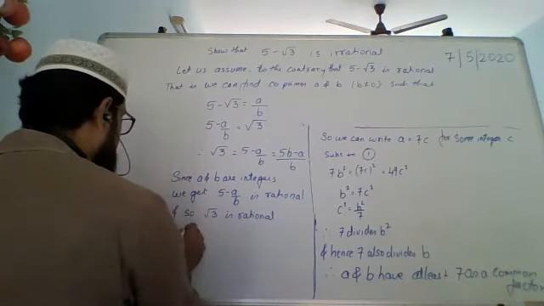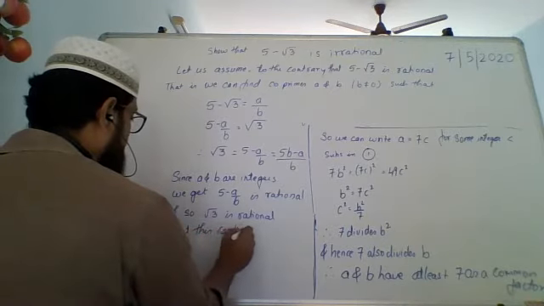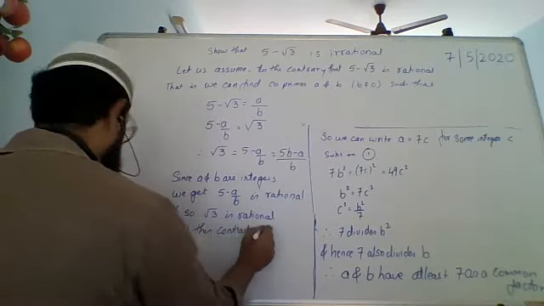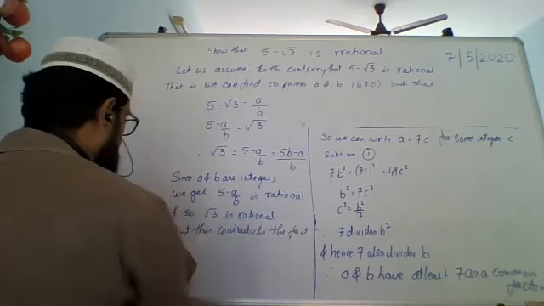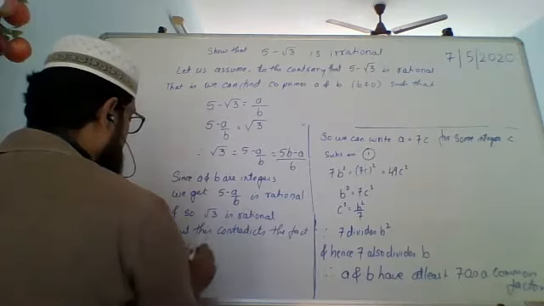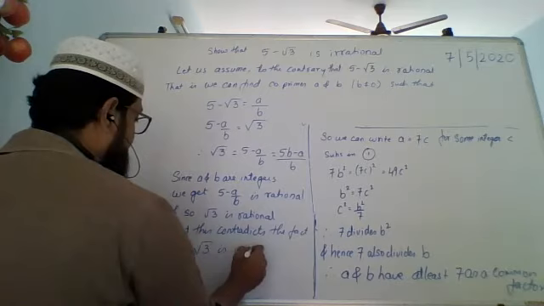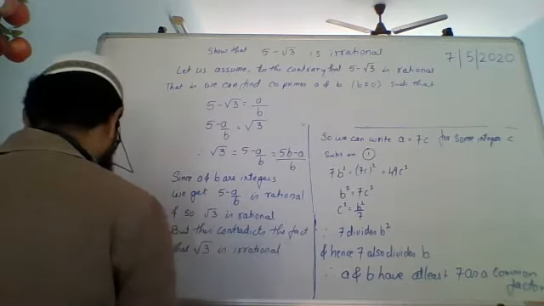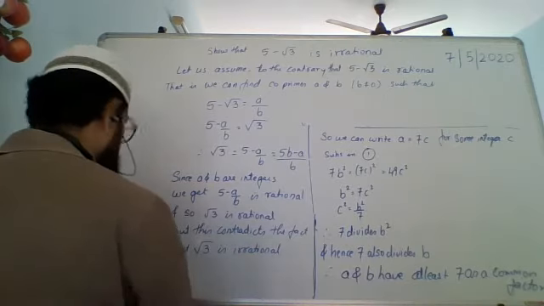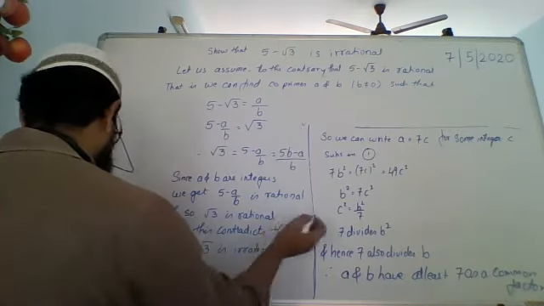But this contradicts the fact that root 3 is irrational. After that, the same as before, this happens because of our incorrect assumption.